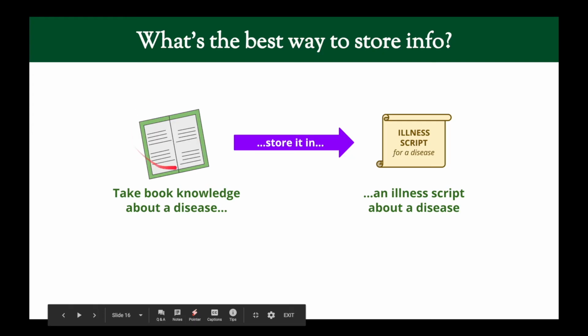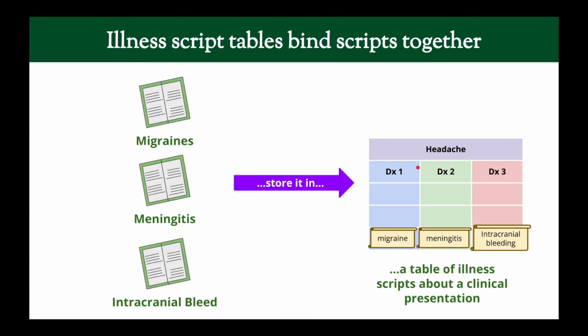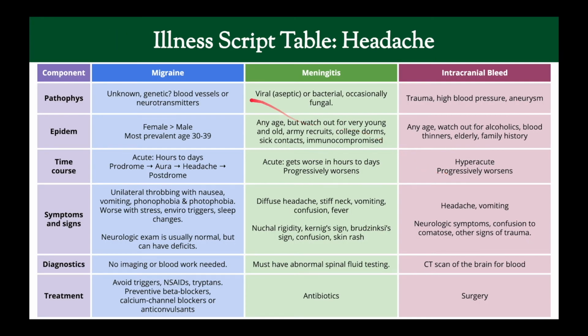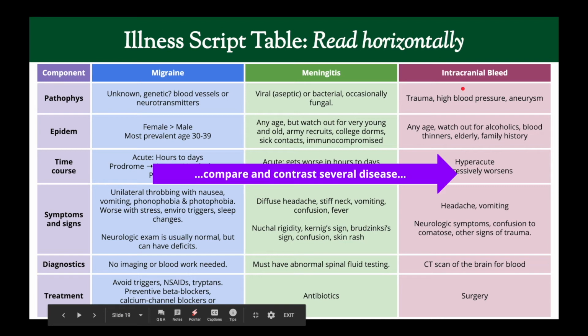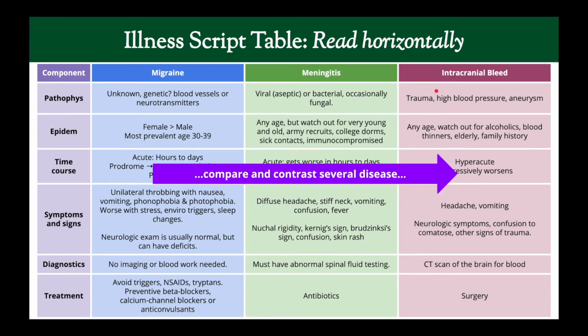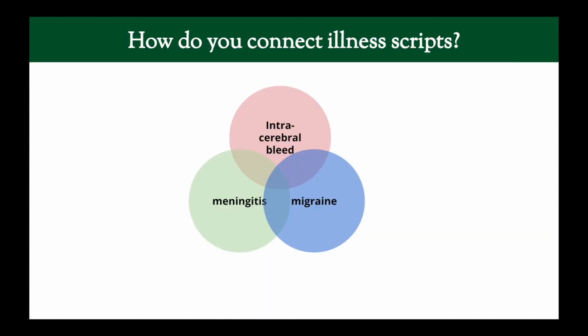So what's the best way to store this info? We take our book knowledge and we store it in an illness script, right? And if we have more than one diagnosis, we store all of them in an illness script table so that we can compare and contrast. So now here is an illness script table for headache, including the migraines that we had before, but also meningitis and intracranial bleed. And you can see now that we can compare and contrast these disease processes against what our patient has. So how do we use this?